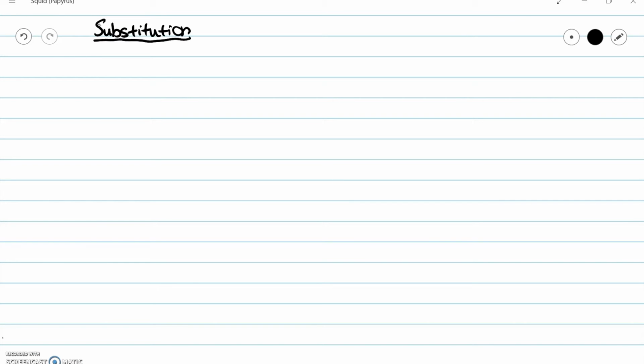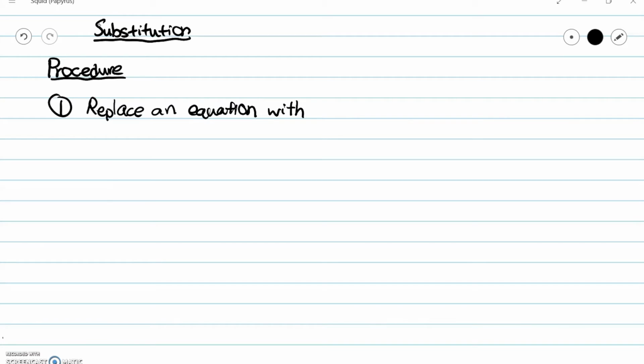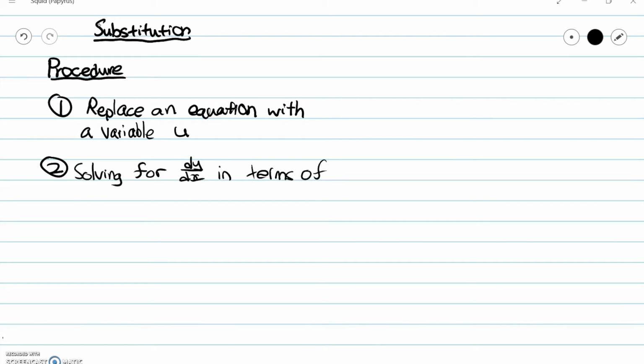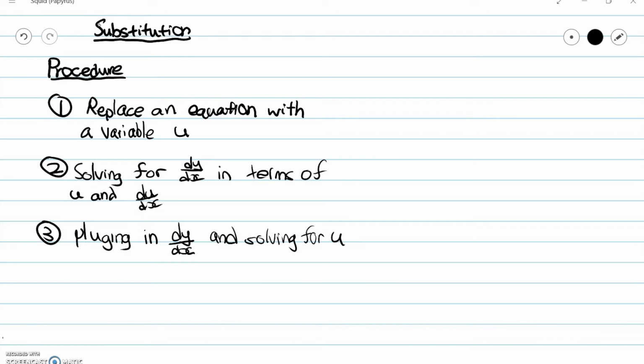So the next thing we learn in chapter 9 is the substitution method. For the first step, take a term of the equation and replace it with a variable u. The key is that the new variable has to cover all instances of the variable y. Second, solve for dy/dx in terms of u and du/dx and take its derivative. Third, plug in du over dx and solve for u. Last, plug u into the original term replaced and solve.